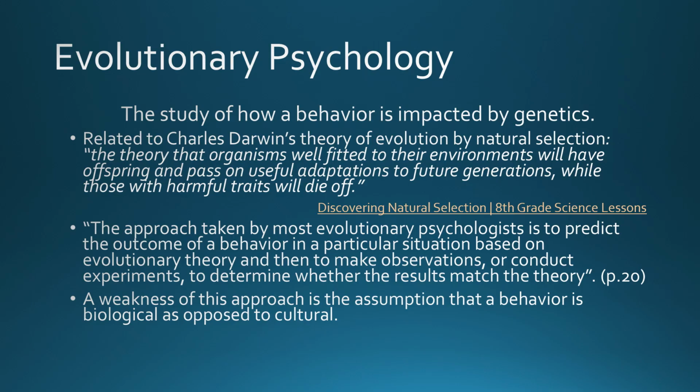Another type of psychology is called evolutionary psychology, which is essentially the study of how behavior is impacted by genetics. We discussed Darwin's theory of evolution by natural selection in a previous PowerPoint, but let's look at it again. It is essentially the theory that organisms well fitted to their environments, well adapted to their environments, will have offspring and pass on useful adaptations to future generations, while those with harmful traits will die off.